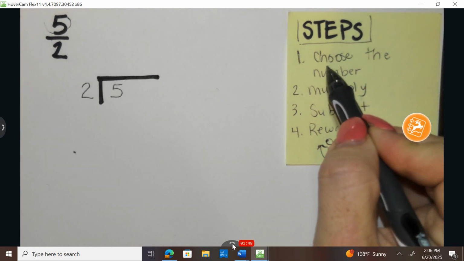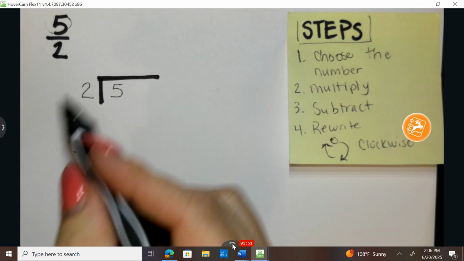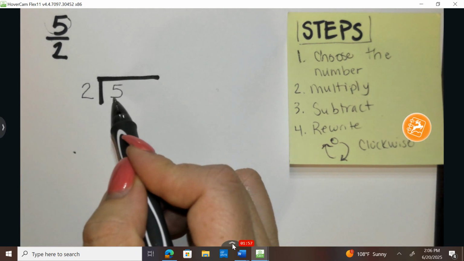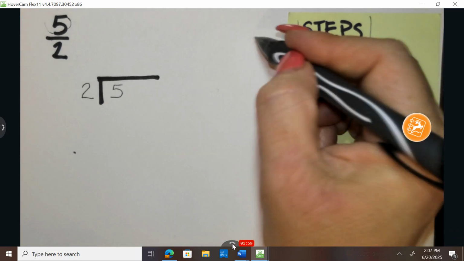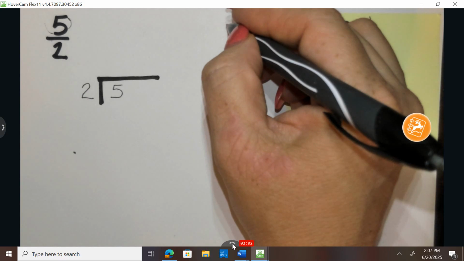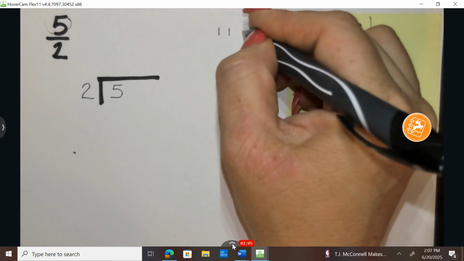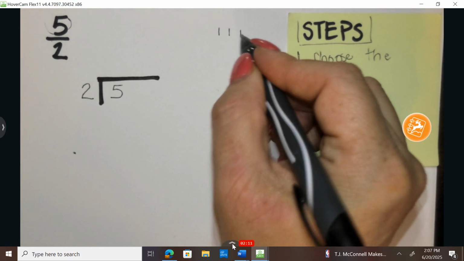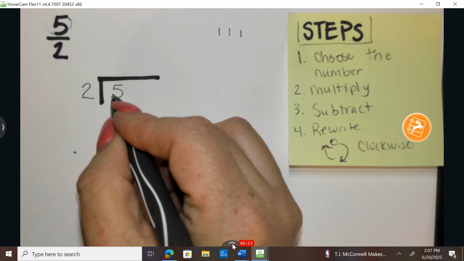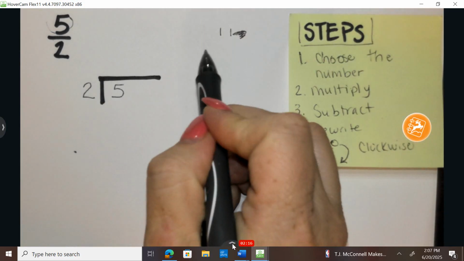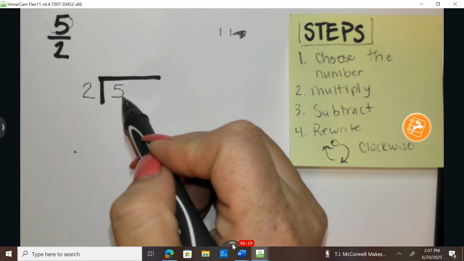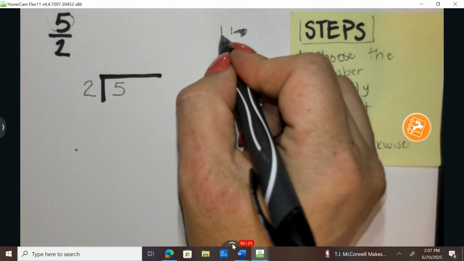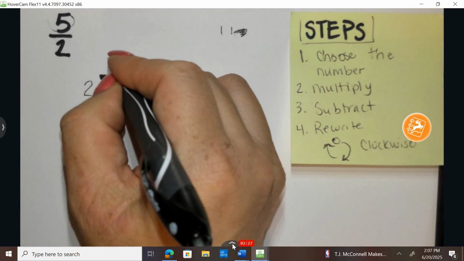The first step says choose the number. What does that even mean? I want to ask myself, how many groups of 2 can I fit into 5 without going over? I'm just going to come off to the side here and count by 2. 2, 4, 6. If I go all the way up to 6, so 3 groups of 2, I would go over 5. So I can't do 3 groups, but I can fit 2 groups in. It doesn't go in evenly, which means it doesn't go exactly up to 5. I just remember I can't go over 5. So I have 2 groups of 2 that can fit into 5, so I place a 2 on top.